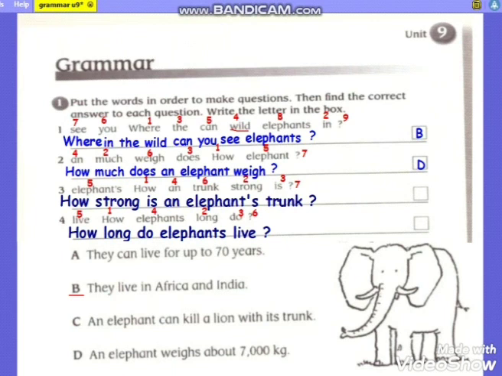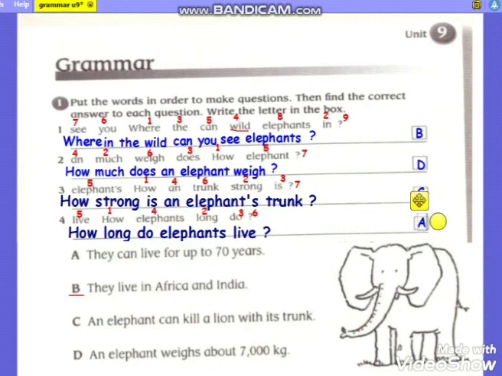Let's find the answers for the questions number 3 and 4. How strong is an elephant's trunk? Can you find it? Yes, you can find it here if you look for the word trunk. So it is in letter C. An elephant can kill a lion with its trunk. So here, C. And the last question, how long do elephants live? They live for up to 70 years, which is letter A.